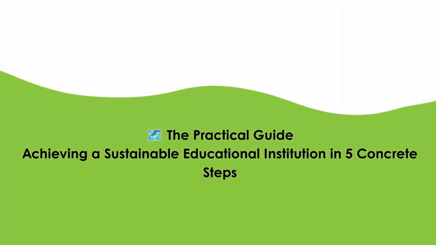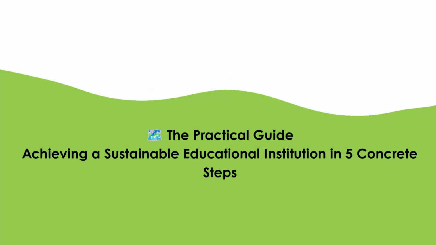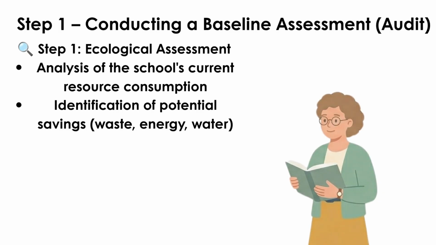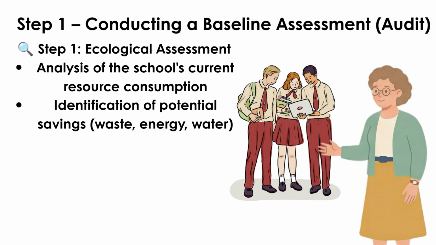Here is a concrete 5-step guide for successful implementation in practice. Step 1 is the honest assessment. Before changes take place, students and teachers jointly analyze the current carbon footprint, energy consumption, and waste volume of their own school in a very detailed and completely transparent way.